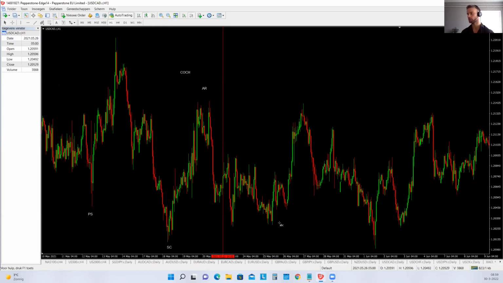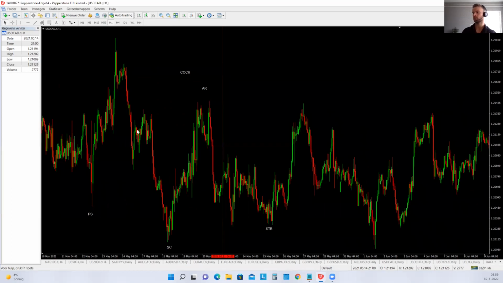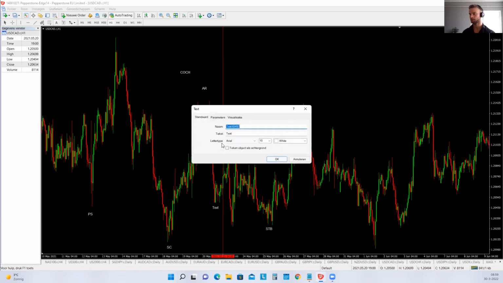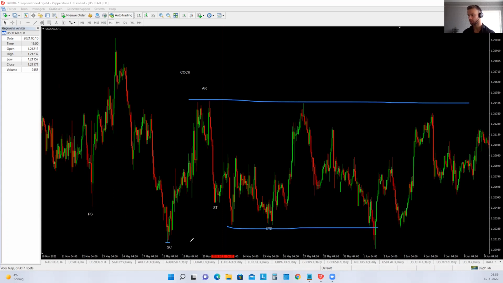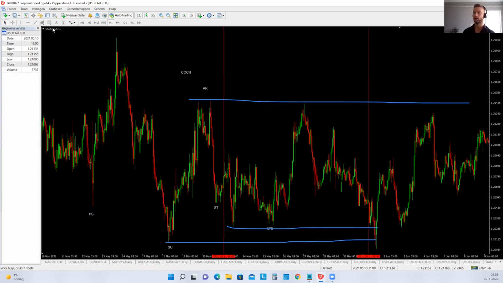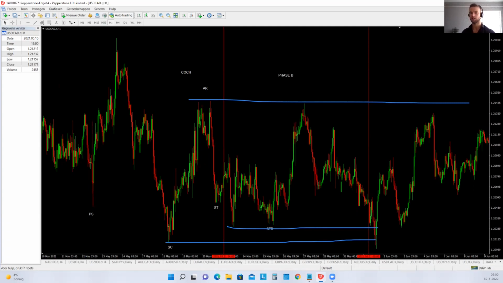So in phase B, you usually have multiple tests like this one, which are called the STBs, secondary test in phase B. Also, this is a secondary test in phase A. And as you can see, it just forms a range with equal lows and a key swing low. So that should tell you something already. If you know about liquidity and how markets work, then this should already ring a bell. So this is your phase B, a lot of choppiness and a range forming.